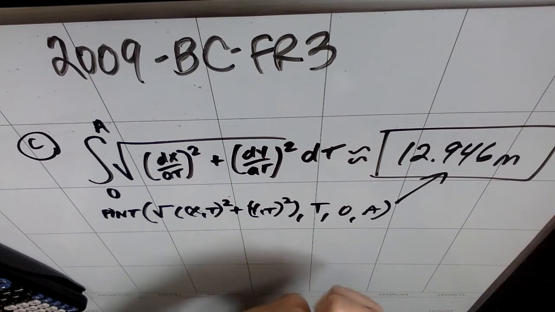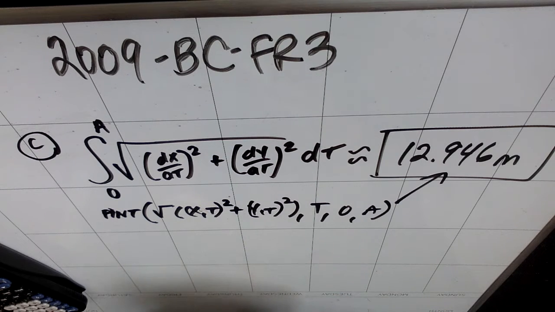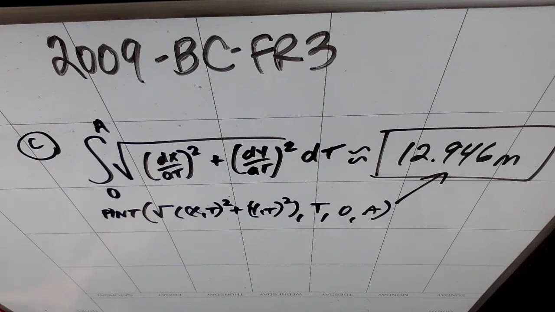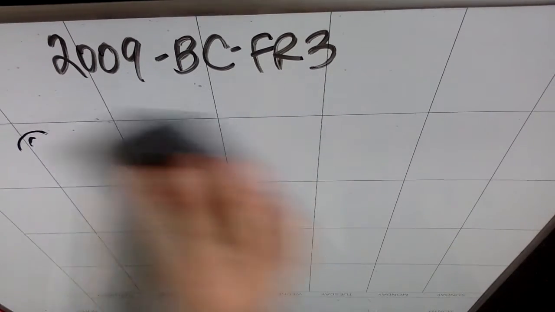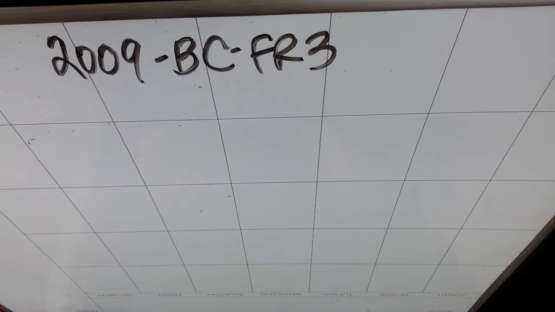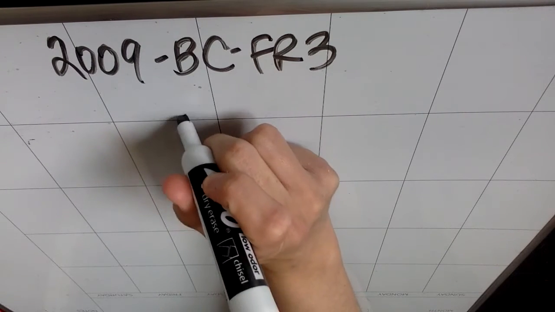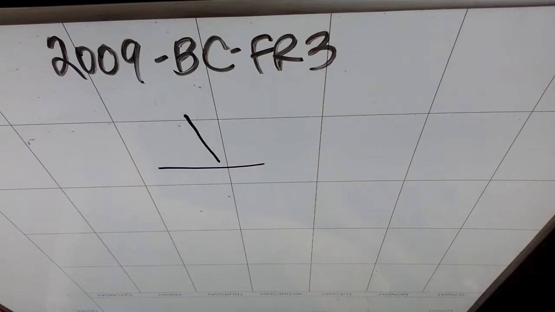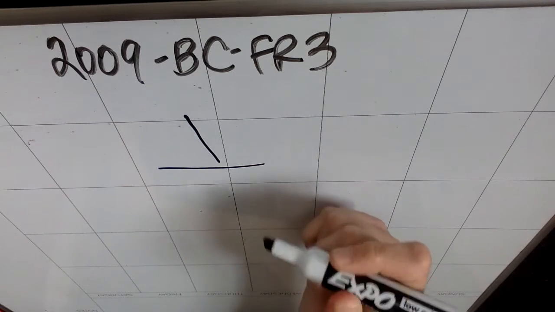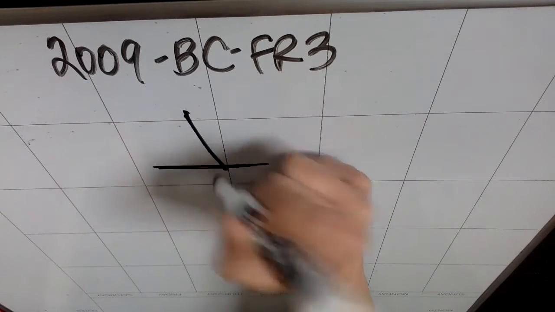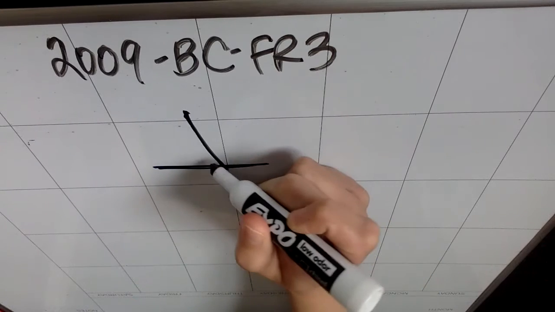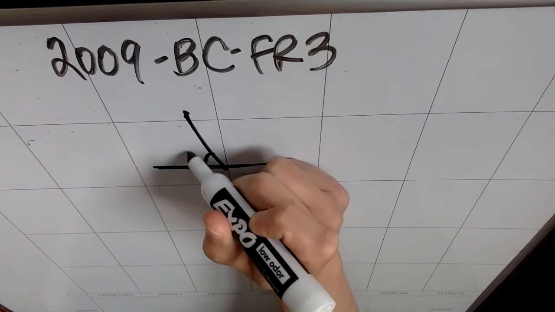Part D. Find the angle theta, theta being between 0 and pi over 2, which just means it's an acute angle, between the path of the diver and the water at the instant the diver's shoulders enter the water. Okay, so let's picture what this looks like. We have this diver entering the water at some angle, and they said it was between 0 and 90 degrees, or 0 and pi over 2 in radians.